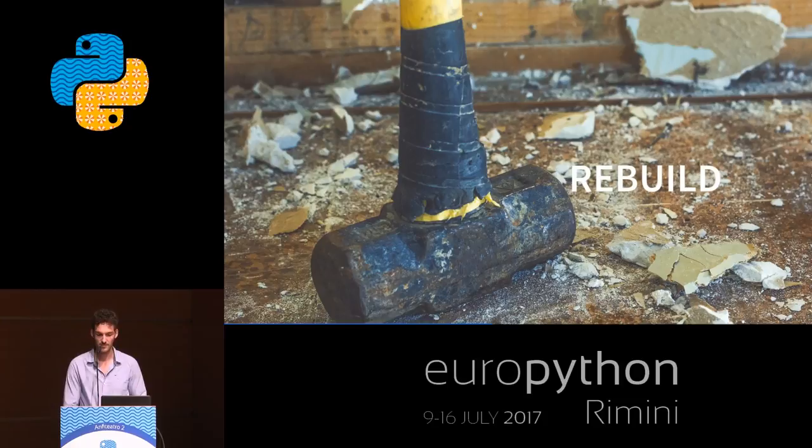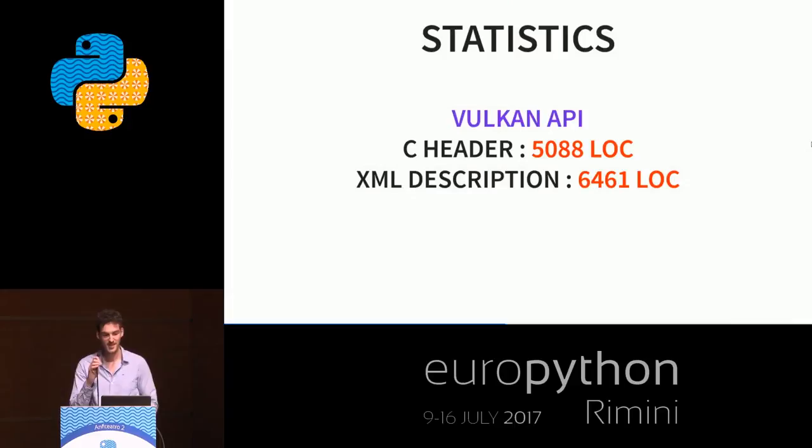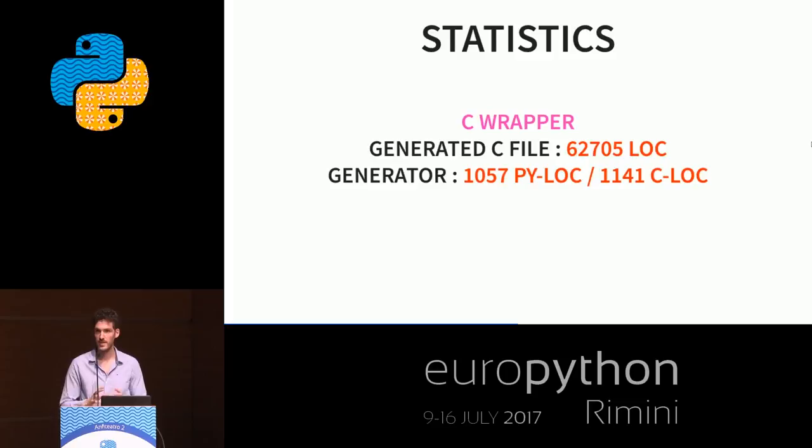So, like all engineers, we love statistics. The Vulkan API is huge. Hundreds of functions, hundreds of structs, hundreds of constants. More than 5,000 lines of code just for the C header. And there is an XML descriptor. So wrapping all this API in plain C is just madness, as you can see with these numbers. More than 62,000 lines for the generated C file. But I'm crazy enough to have done it.